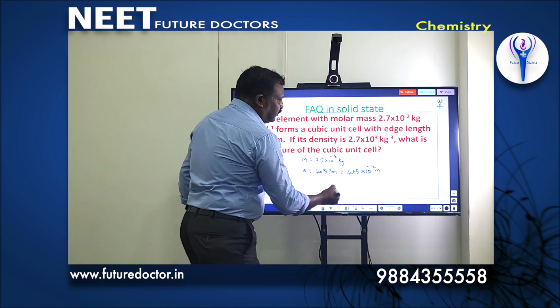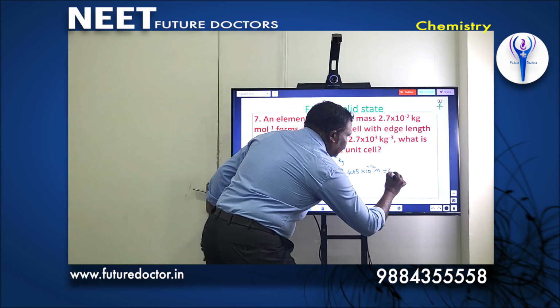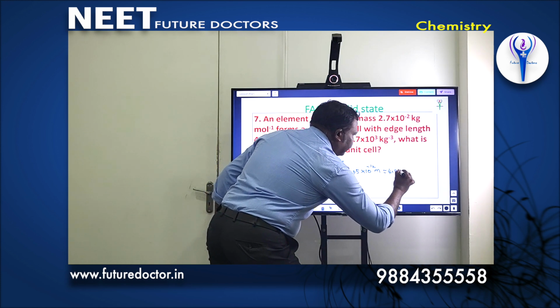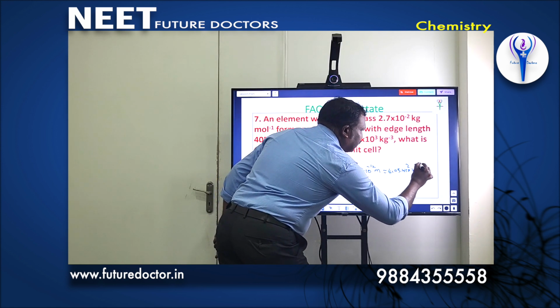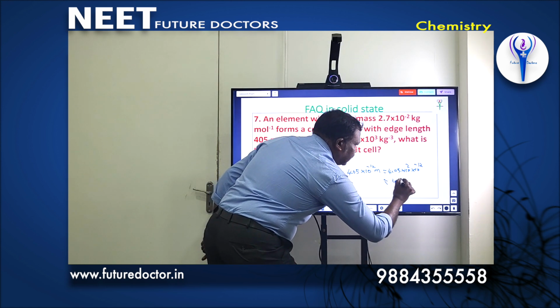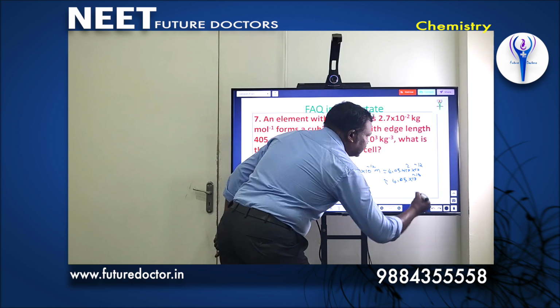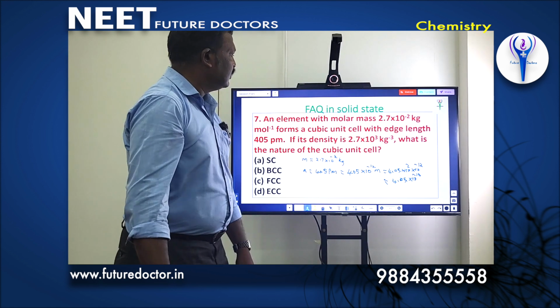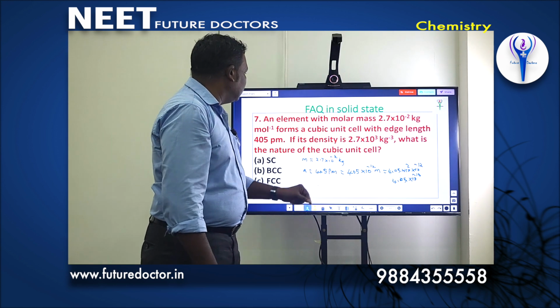This one outright means 4.05 into 10 power 2 into 10 power minus 2. So it will be what? We can write 4.05 into 10 power minus 10. Understood? Okay. So the M value is given, the A value is given, density is also given.